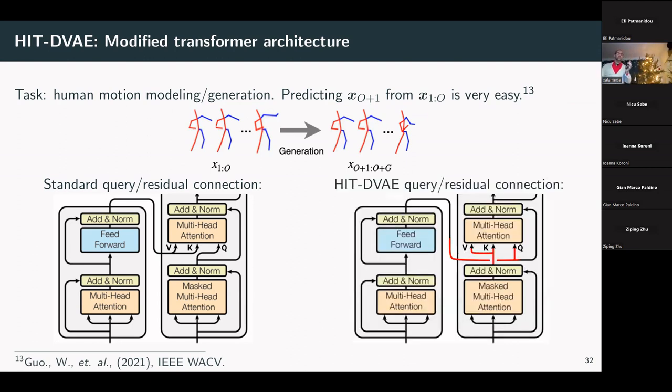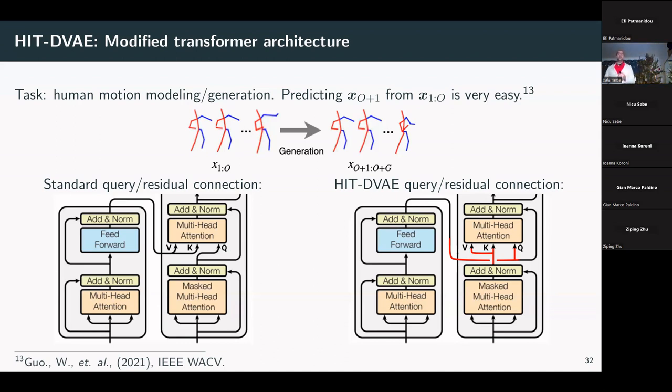That has nothing to do with probabilistic methods, by the way. It's just a matter of the architecture. So what we have to propose is to have a slightly different architecture where the query and the residual connection would actually come from the encoder, right? Instead of the decoder itself, instead of the same signal that you want to decode.